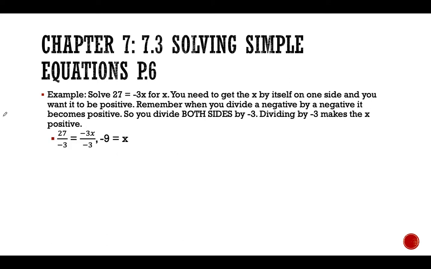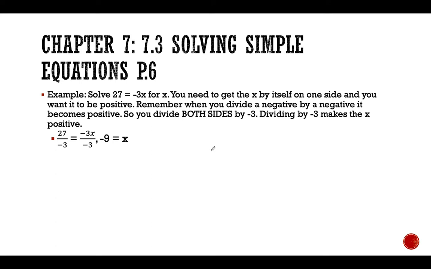Here's an example. Solve 27 equals negative 3x for x. You need to get the x by itself on one side, and you want it to be positive. Remember, when you divide a negative by a negative, it becomes positive, and you want your x to be positive when you solve for it.